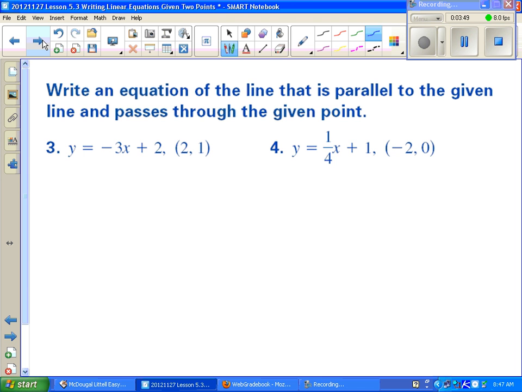For the second part, we're writing equations that are parallel to the given line that pass through the given point. 3 and 4 are almost identical problems to 1 and 2 once you realize what parallel lines means. Parallel lines, in this case, the only thing you need to understand about them is that they have the same slope.